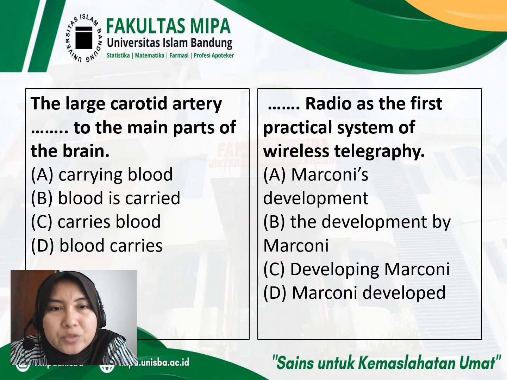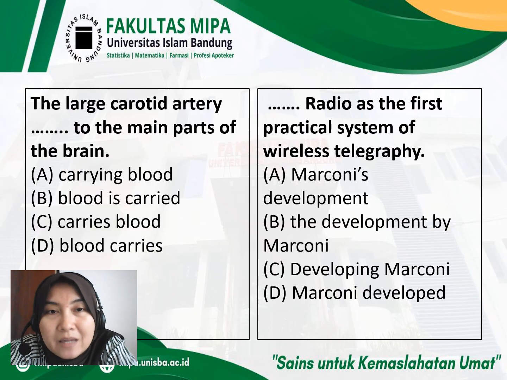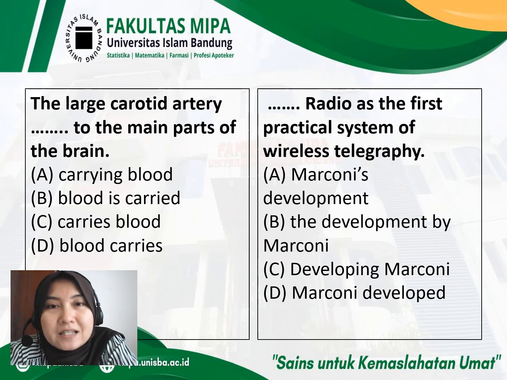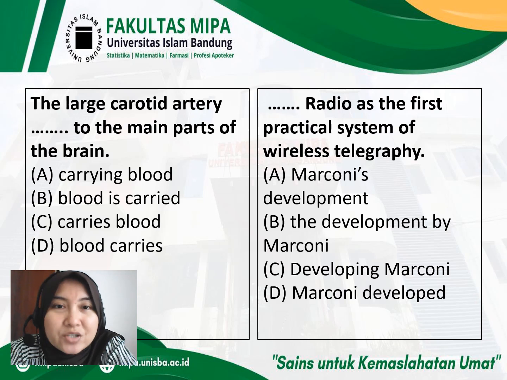So let's check option D first. Option D, blood carries, and C, carries blood. In option D, blood carries makes blood the subject, which is incorrect because we need only a verb. And in C, carries is a simple present verb that agrees with the singular subject artery, and blood is the object of the sentence. So the correct answer is C, carries blood.